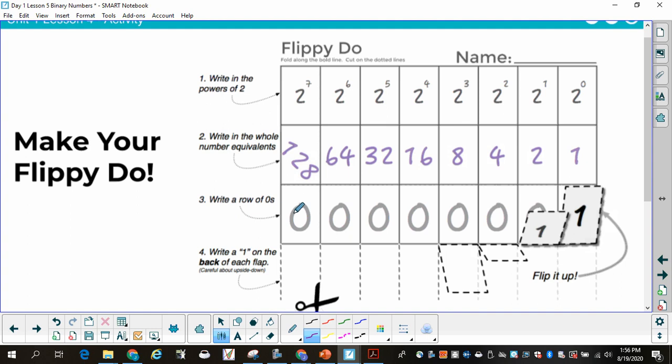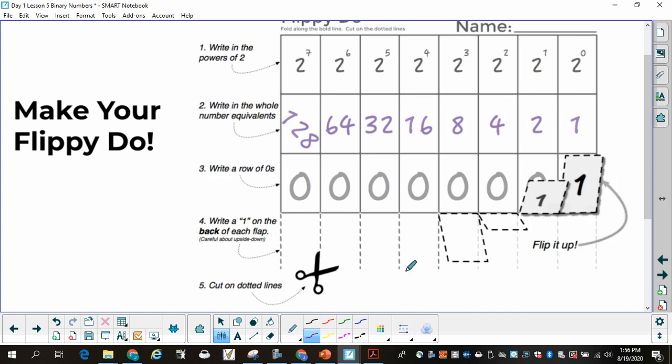Now this bottom row, you're going to put zeros all the way across. And then down here where we had the dotted lines, you're going to clip it so it makes like fringe. And when you fold it up, you're going to put a 1 on the back side. Because what we're going to do is you're going to have up to 8 bits. And you're going to fold them up or leave them down, depending on whether it's a 1 or 0. And I'm going to show you how to use your Flippy Do. So at this time, if you haven't done this yet, please pause the video here and create your Flippy Do. Fill it out, cut the bottoms, fill the back sides in, and then we will continue. So pause your video.